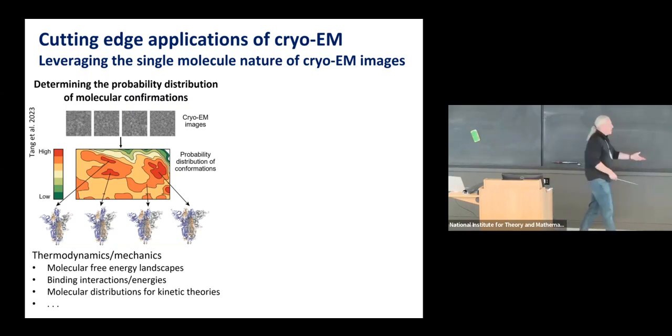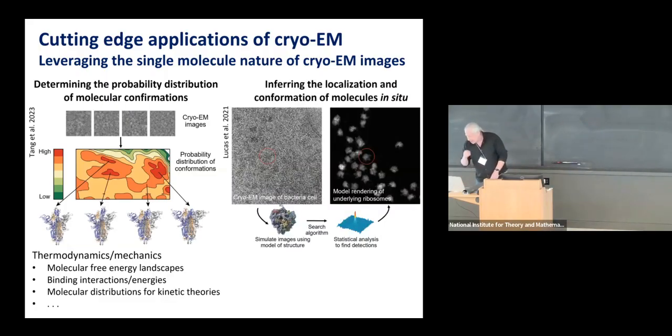And then also get binding interaction energies essentially directly by observation. And then if you're not in equilibrium, like let's say if you have a motor walking on a microtubule, again, if you could determine the probability that you were in any given conformation, this is essentially the molecular distributions which enter kinetic theories of non-equilibrium processes. So that would be fantastic. Okay, so that's determining probability distributions.